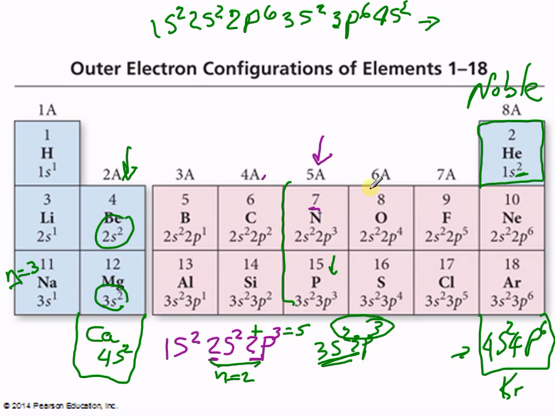Just for you to try out, think about the halogens here in this column here. I'm going to leave you to think about that, and then try to guess what would be the element that you would be expecting here that would have the 4s with 2, and then the 4p with 5, right? So what would be that element? I'm going to leave that to you.